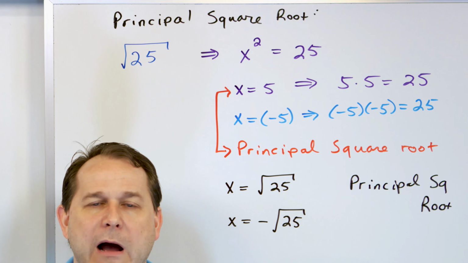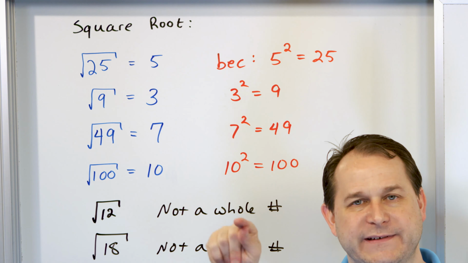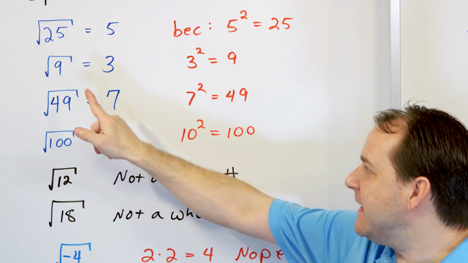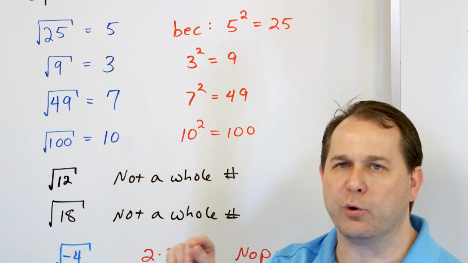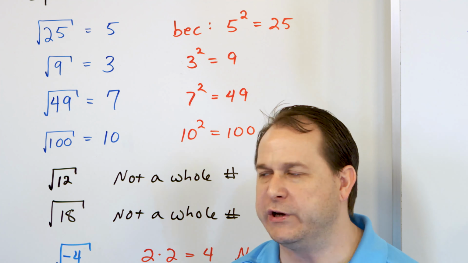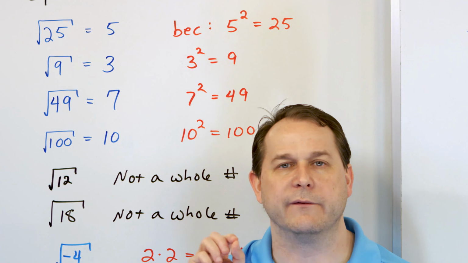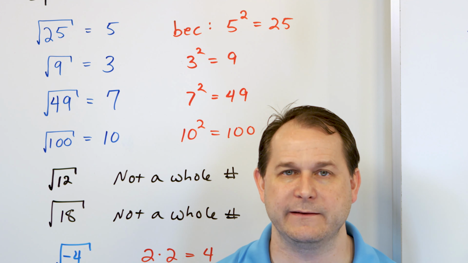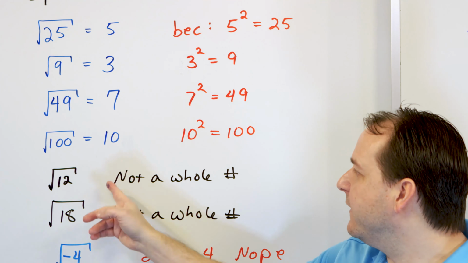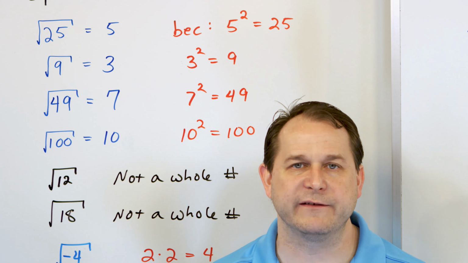When you have a problem that asks you to find the square root of 25, with that radical symbol there, or find me the square root of 9, the square root of 49, the square root of 100, the square root of 12, and those radical symbols are written down as part of your problem statement, then what they're asking you for is the positive value that's going to multiply there. That is the principal square root.